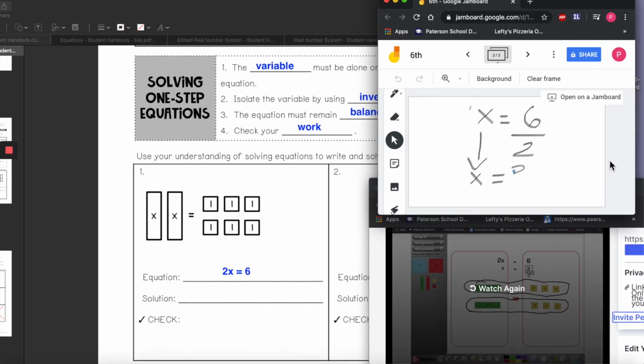equals 3. Now, if you wanted to check your work, you could do that by substituting x, because remember, x equaled 3. So all I have to do is multiply 2 by 3, and I'm going to get 6. And if I got the same answer as the original, then I know my answer was right.